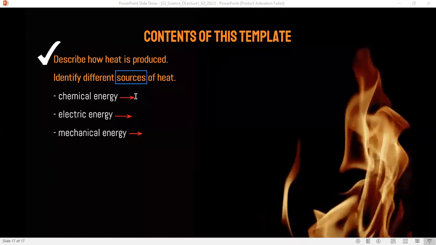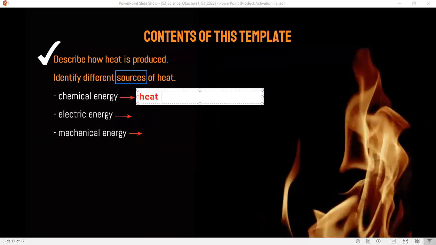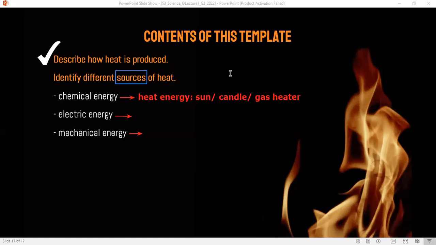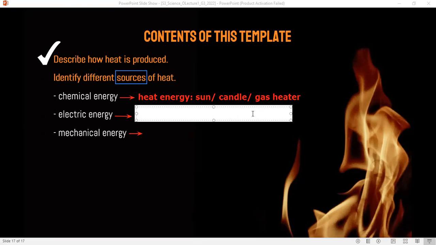Okay, let's write some examples. This can be turned into heat energy. Examples: everything that burns. I will put the sun, the candle, a gas heater, heaters that use gas. The chemical energy can be changed into heat energy, like the sun, the candle, and the gas heater.